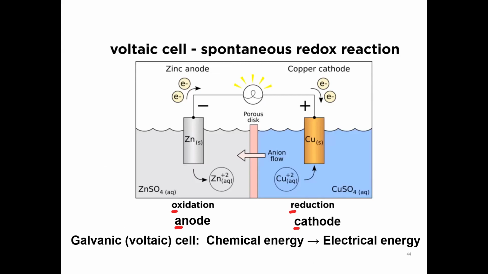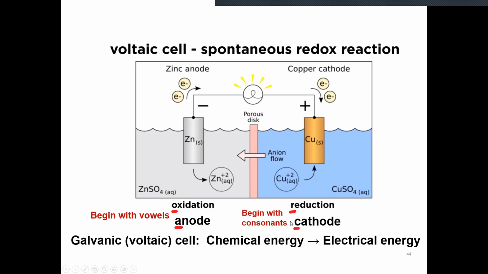Okay, so remember, this is called a voltaic cell or galvanic cell. Chemical energy is being converted to electrical energy, right? Oxidation occurs at the anode. Here's the anode. Reduction occurs at the cathode. Here's a cathode. A memory device: these are both vowels, O and A. So what occurs at the anode? Oxidation. What occurs at the cathode? Reduction. They're both consonants.